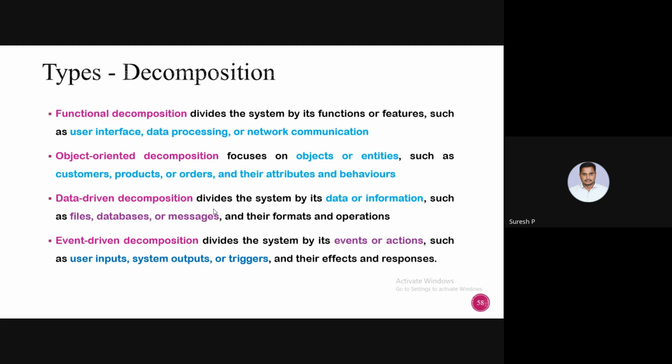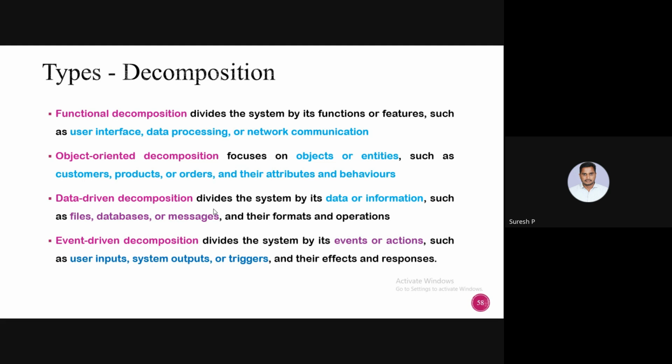If you take functional decomposition, here the system will be divided into a set of functions or features. For example, user interface function, data processing function, network communication function, data manipulation function, and data storage function. Like that, the system will be divided into a set of functions. So that is called as what? Functional decomposition. For example, with arithmetic operations, addition may be one thing, subtraction another, multiplication, division, modulus. If you divide a large problem into smaller functions or features, then it is referred to as functional decomposition.